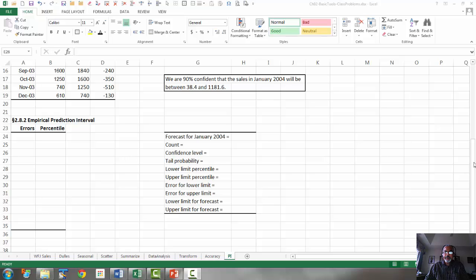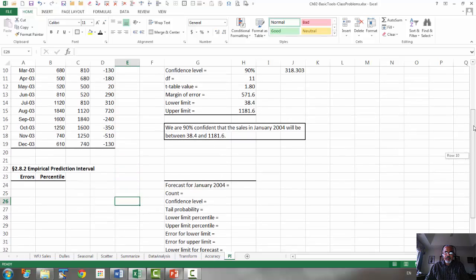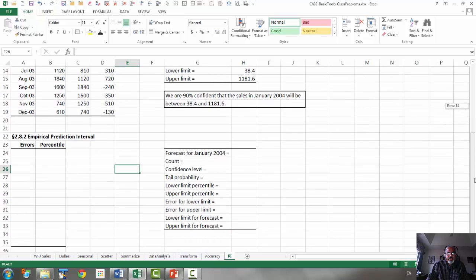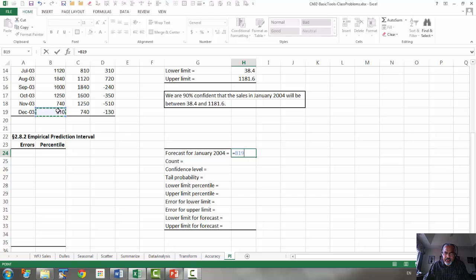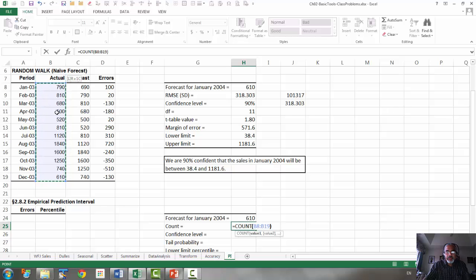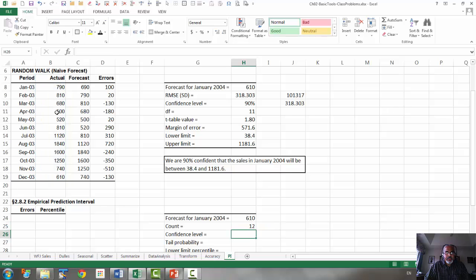Okay, now let's look at the empirical prediction interval, where we cannot assume a normal distribution, which means we cannot use the t-value. So in that case, we still want a 90% prediction interval. The forecast for January is 610. That's our point estimate. Now, how many observations are there? So we'll do a count. That gives us 12 observations.